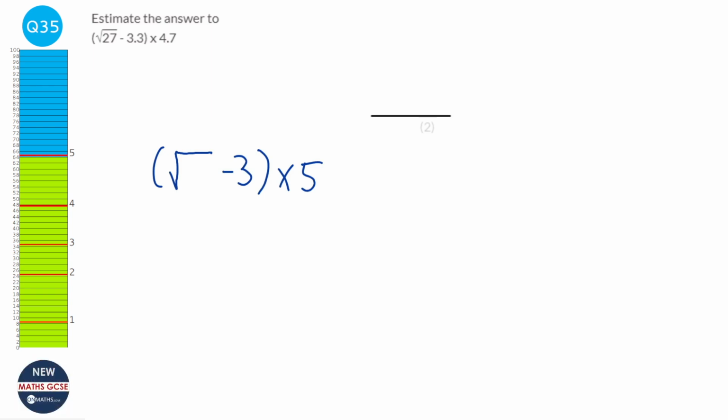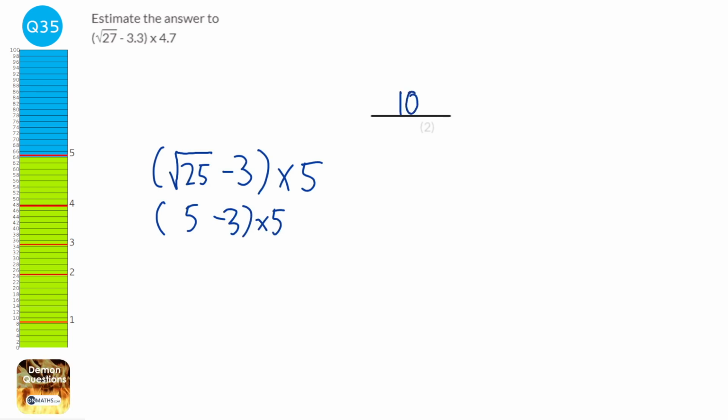So 27 to the nearest square number is 25. So the square root of 25 is 5. And then 5 take away 3 is 2, times 5 is going to be 10. So our answer is 10.